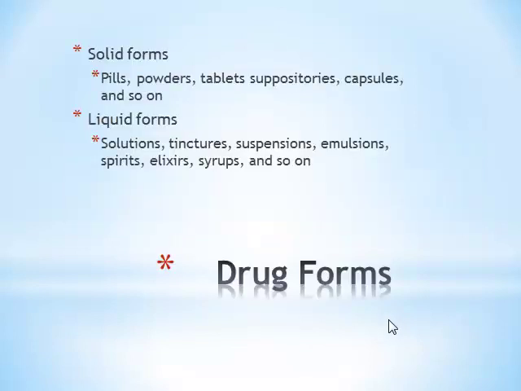Now, how are drugs prepared? They're in different forms. We have solid forms and liquid forms. So our solid forms are pills, powders, tablets, suppositories, and so on. And then our liquids are solutions, tinctures, suspensions, emulsions, spirits, elixirs, and syrups, and so on.